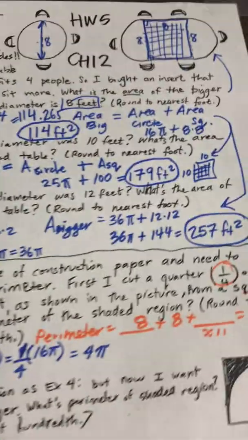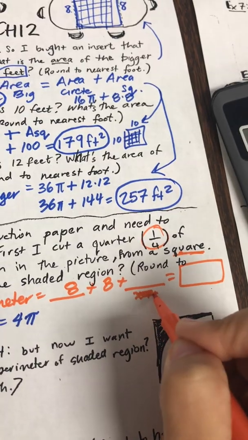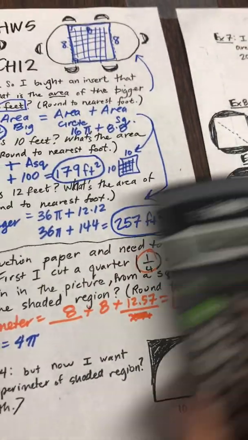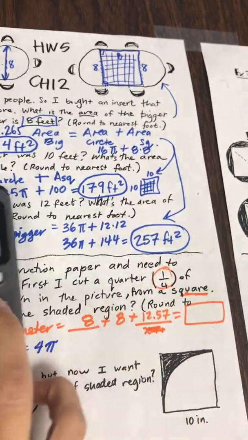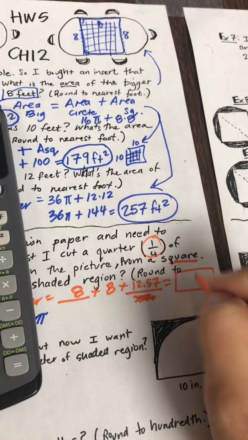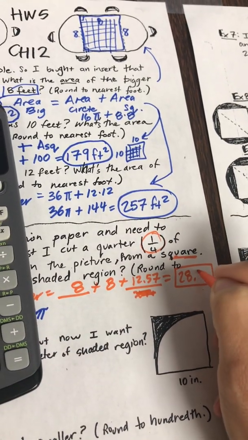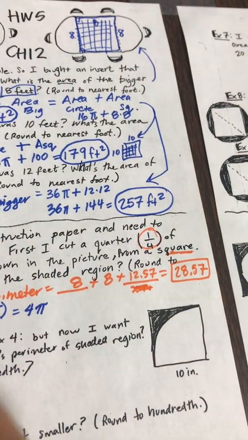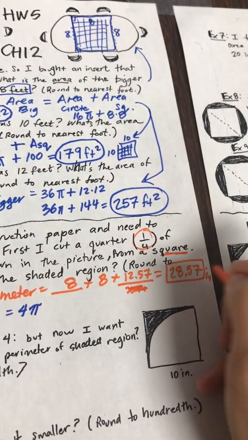Okay, so now I go over here. And it wasn't that, it was 12.57. So when we've got that on our calculator anyway, and I want to add 8 and 8 to that, plus 8 plus another 8, I get 28.57 feet. Nope, this one was in inches, so inches. Good job.